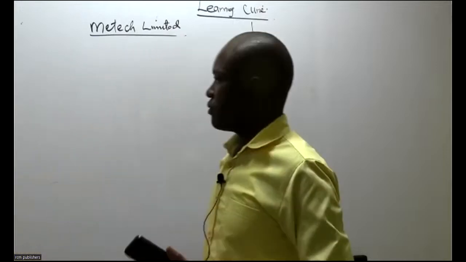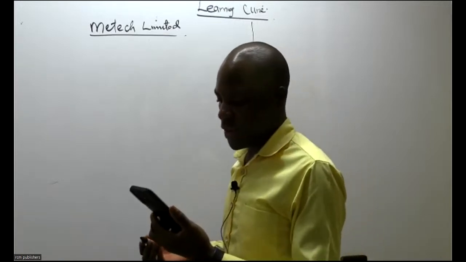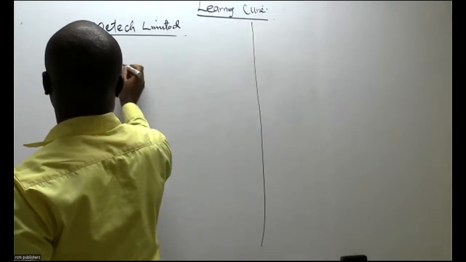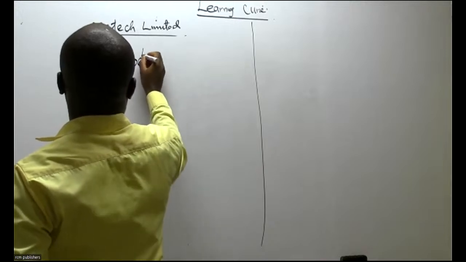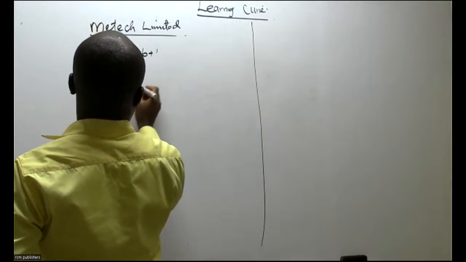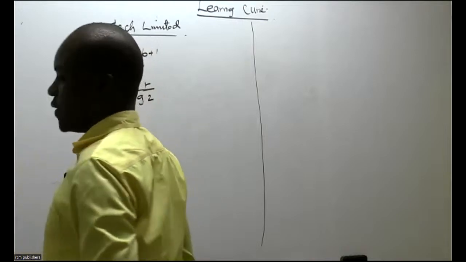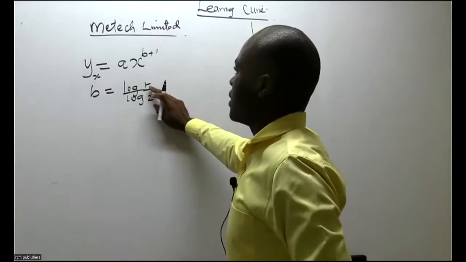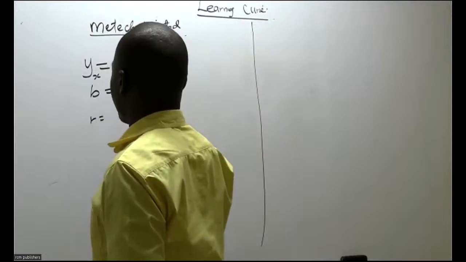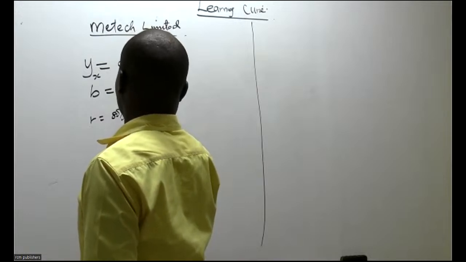If you look at that question, first of all, we are being tested on a very interesting concept. Remember, our formula was y x is equal to a x to the power b plus 1. This b is equivalent to log r over log 2, and r is the learning effect. So have we been given the value of r in the question? We have been given r to be 80%, which is the same as 0.8.